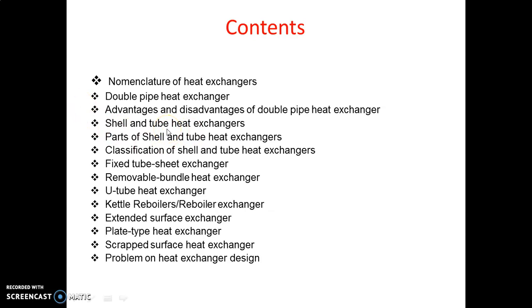That means we will first discuss the remaining parts of the shell and tube heat exchangers, and then we will discuss the classification of shell and tube heat exchangers, and then one by one we can discuss the different types of shell and tube heat exchangers. So let us start the lecture.